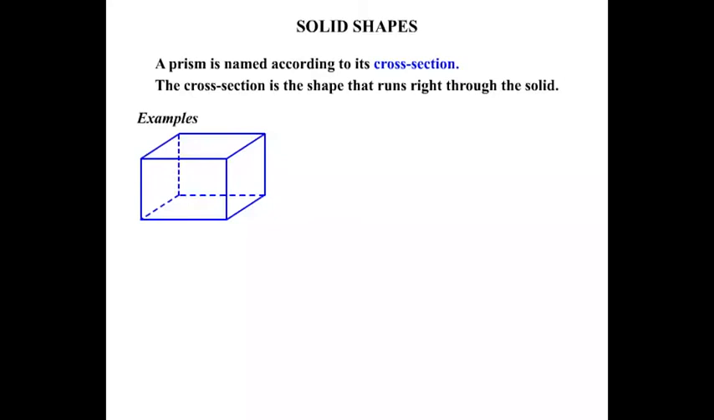This first solid shape we have, think of that rectangle at the front. If we were to slice through that solid, we would always be coming up with the same shape, a rectangular shape. That's what we'd call its cross-section. So it's known as a rectangular prism, and it's often referred to as a cuboid.